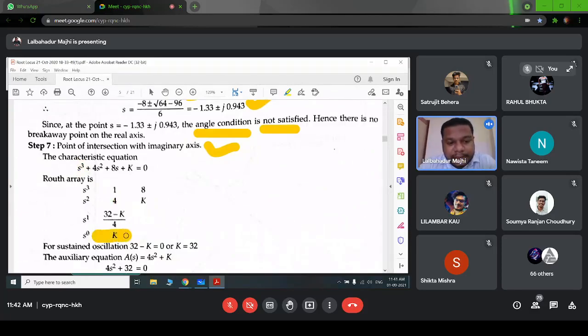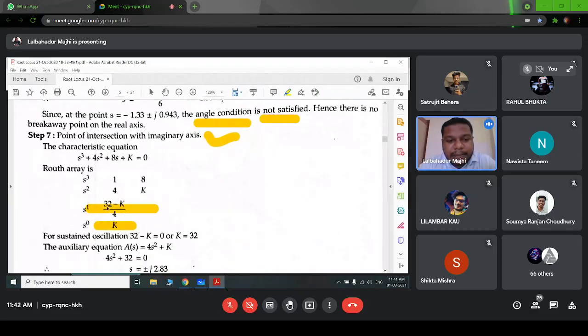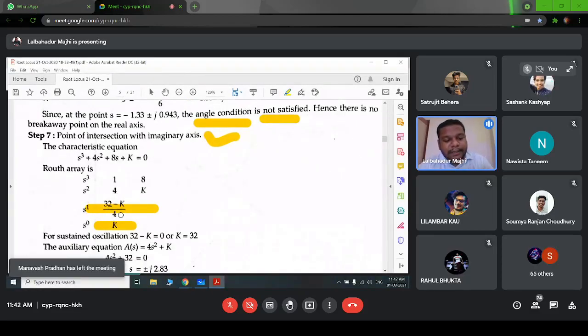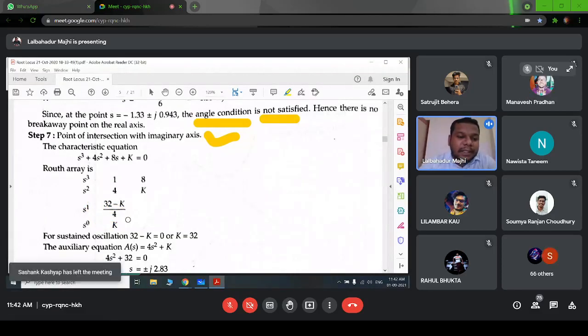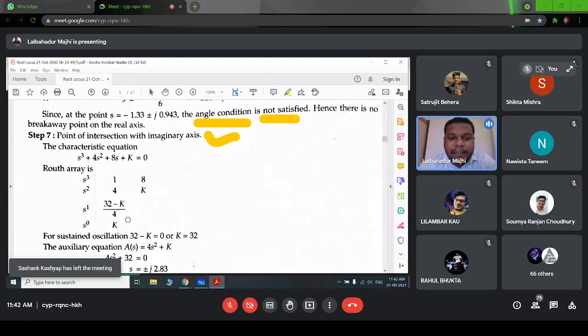So we cannot make this k 0, right? So we have to make this element 0. So you can see the (32 minus k) divided by 4 should be equal to 0, so that we will get a sustained oscillation. Or we can say during sustained oscillation, our roots lie on the j omega axis. So 32 minus k equal to 0, so k equal to 32. So for the value of k equal to 32, the gain value of 32, we are getting a marginally stable system, or we can say we are achieving sustained oscillation in the output.